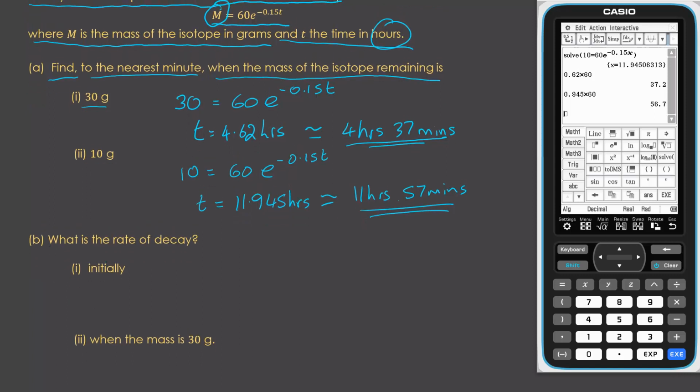We're now asked, what is the rate of decay initially and then when the mass is 30? Rate of decay means we need dm dt. Now we know that the exponential function just differentiates to itself, but that we need to also use the chain rule and so multiply by the differential of the inside function, which here is negative 0.15. That ends up being negative 9 e to the negative 0.15 t.